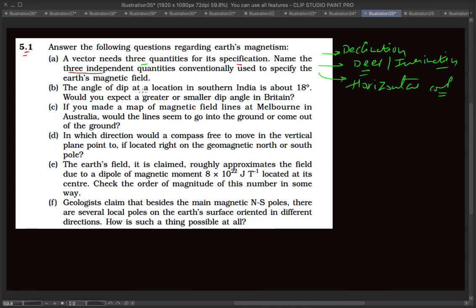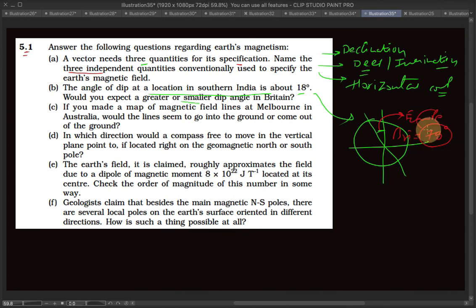Next, the angle of dip at a location in southern India is about 18 degrees. Would you expect a greater or smaller angle in Britain? As we have discussed in our theoretical portion, the further you go away, the angle of dip increases. So compared to southern India, the angle of dip in Europe, or Britain, would be around 78 degrees. This is a far distance compared to southern India, and the farther you go, your angle of dip keeps on increasing.